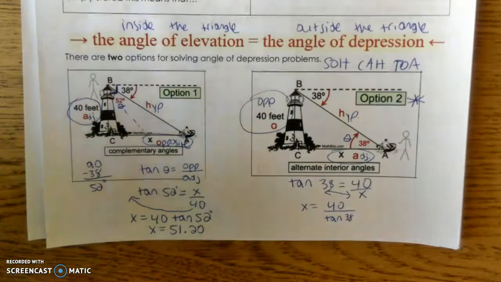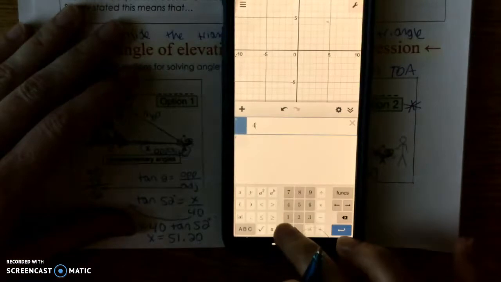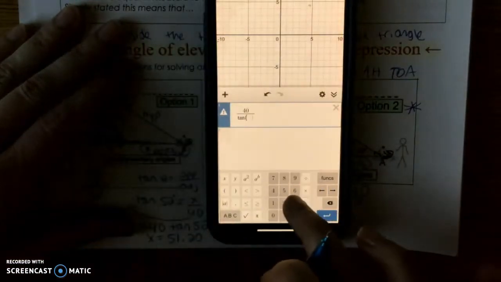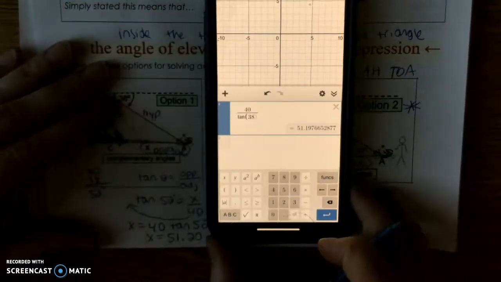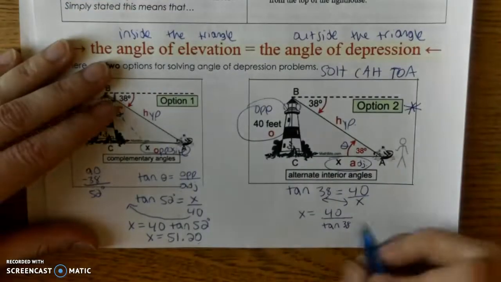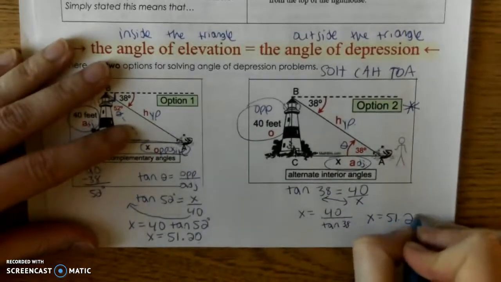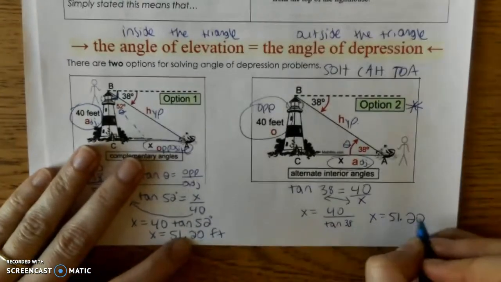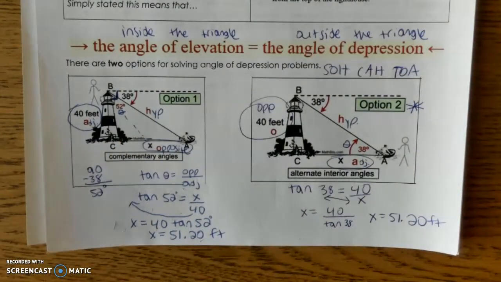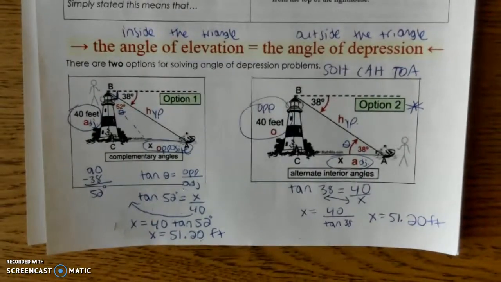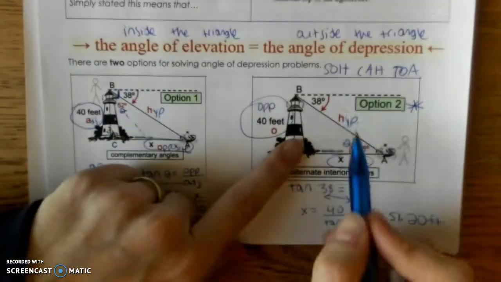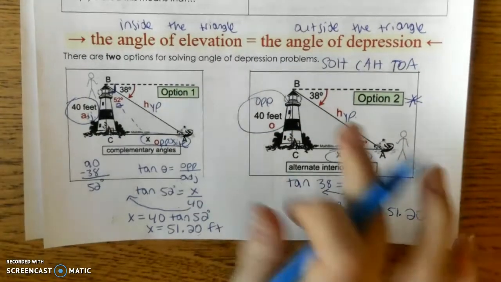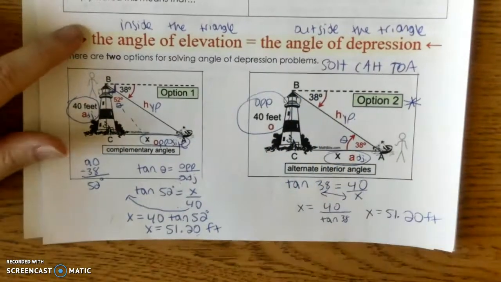All right, let's see if we get the same answer back in Desmos. I'm in degrees. 40 divided by tangent 38. 51.2 as well. So x is equal to 51.2. Let's be sure and use units, feet. All right, so we can do either method and we get the same answer. I'm going to use the alternate interior method because it seems easier to me. So this is what I'll use going forward if given the angle of depression.